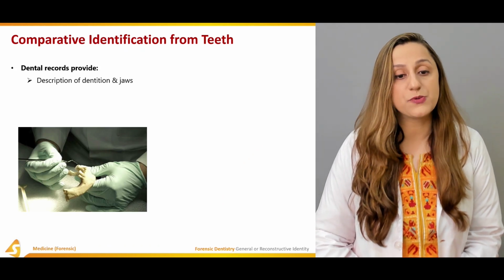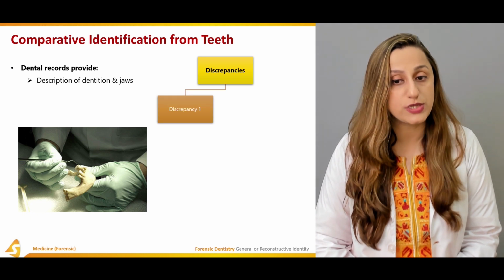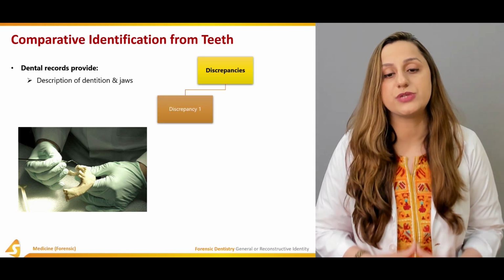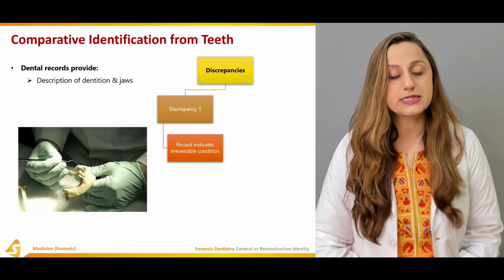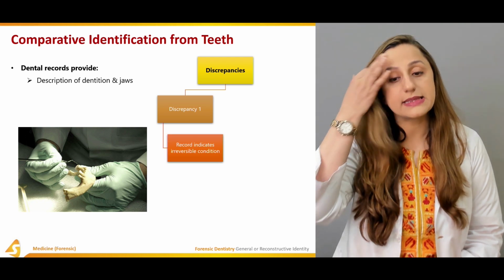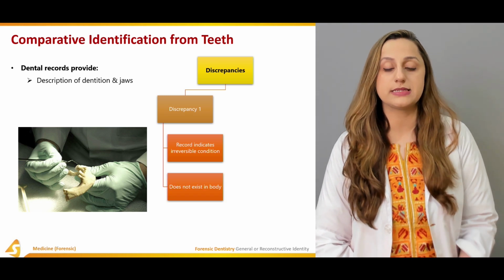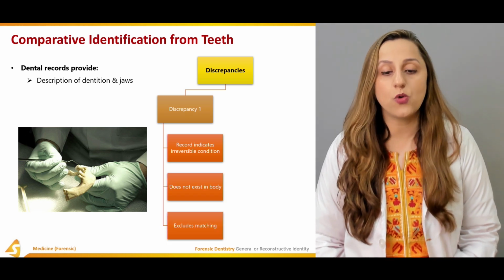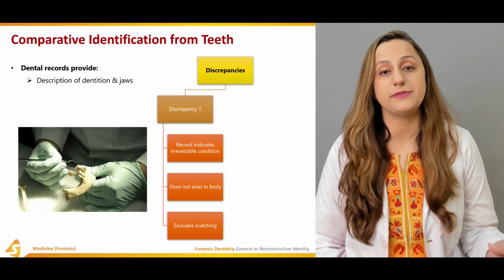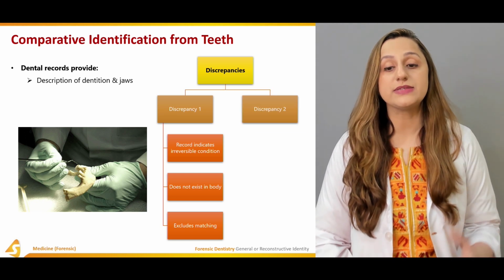The dental records provide a description of the dentition and the jaws, and there can be a lot of discrepancies in these records. The first discrepancy is usually that the records indicate irreversible conditions, so it may not exist in the body, and it can also be an exclusion for the matching phenomenon. Then we can have a second discrepancy.